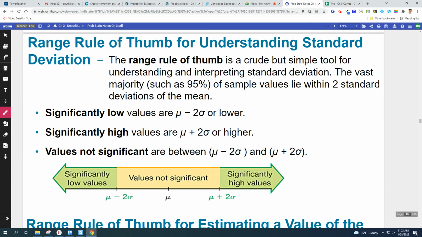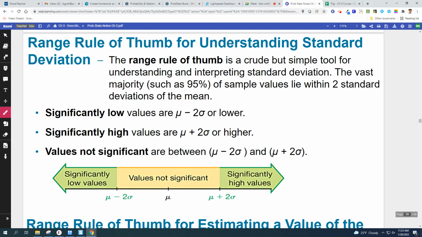Range rule of thumb for understanding standard deviation. Range rule of thumb is a crude but simple tool for understanding and interpreting standard deviation. The vast majority, such as 95% of sample values lie within 2 standard deviations of the mean.